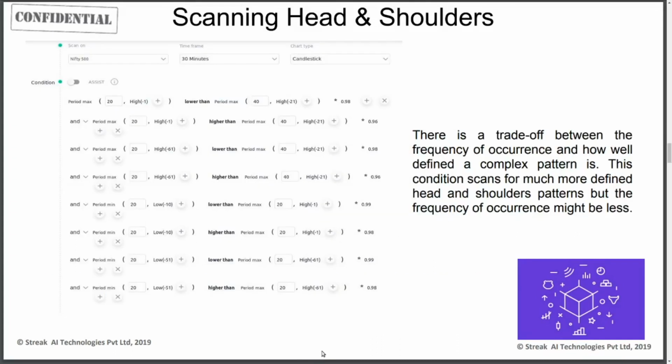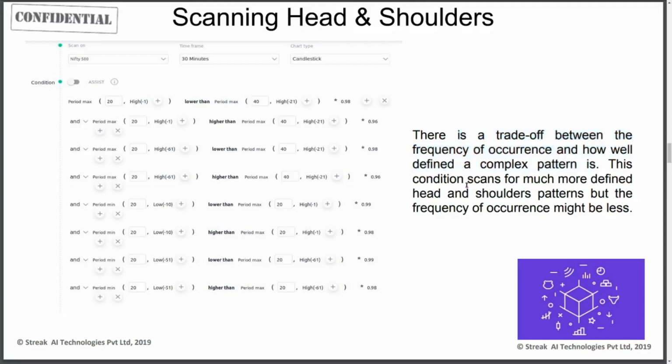Now this is a very strict looking for an ideal head and shoulders pattern scanner. You can pause it and create it as you want. But there is a trade-off. The frequency of occurrences and how well they occur is defined by this complex pattern, right?